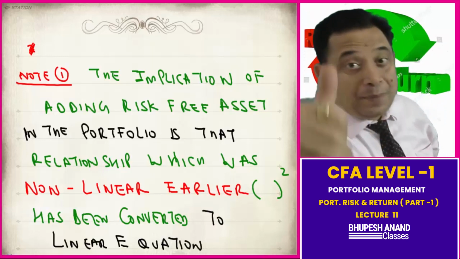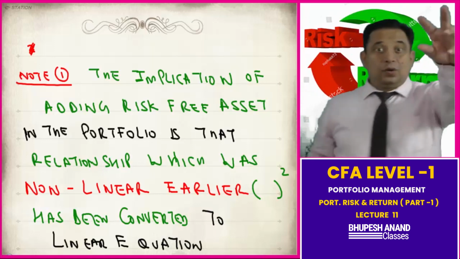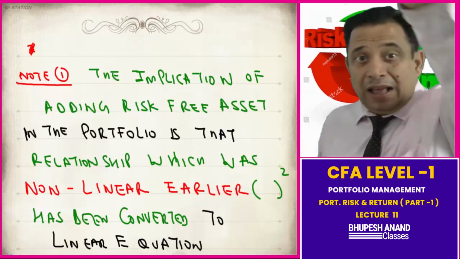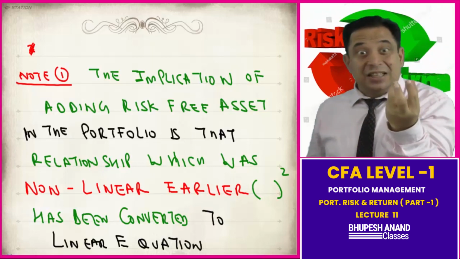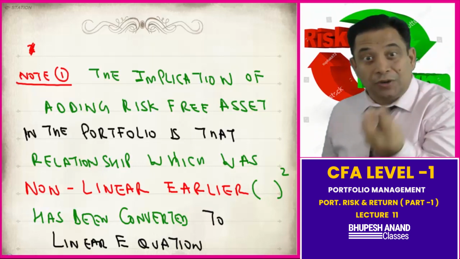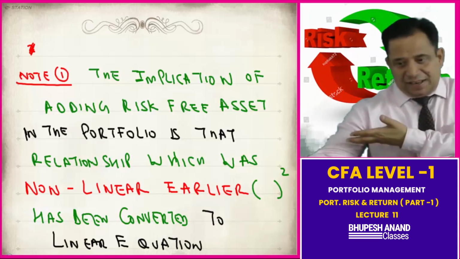be 0. So B square and 2AB into RAB, that all will be 0. We are only left with A square under the root, and the square I have crossed. So I am left with A, and A is nothing but the standard deviation of the risky portfolio into the weight of the risky portfolio. So this is a linear equation. That is the thing I have written in note number 1.